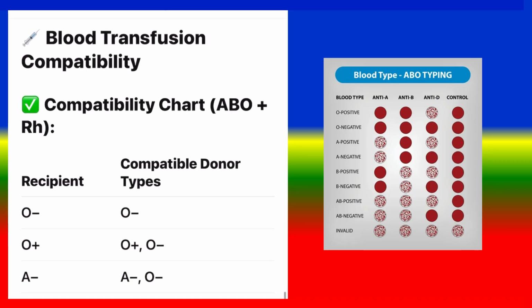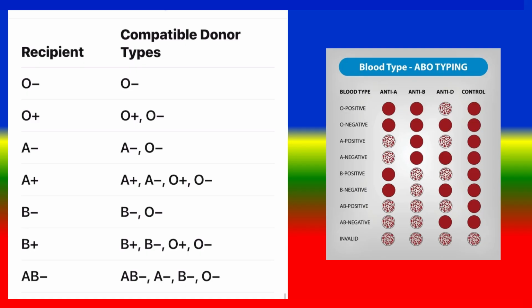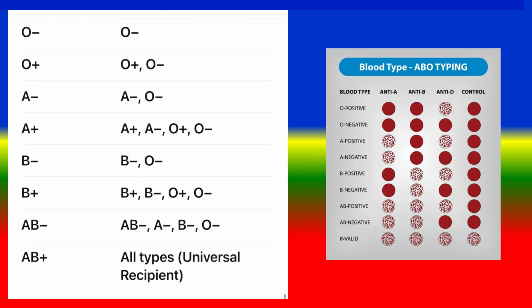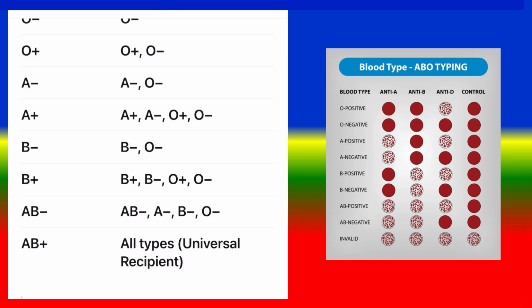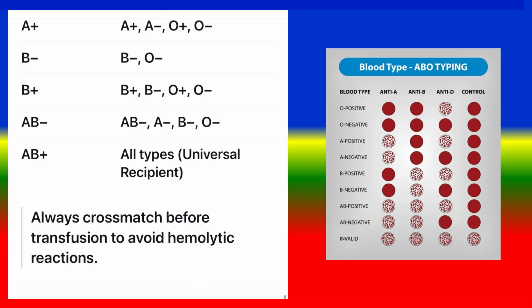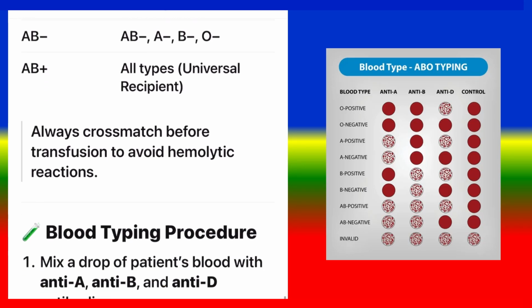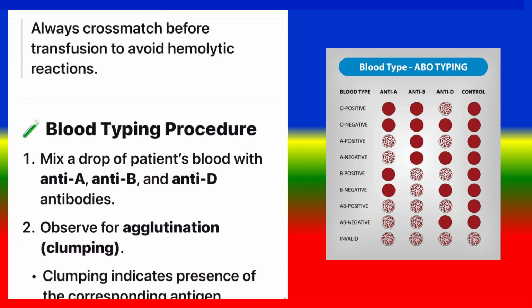Blood transfusion compatibility, compatibility chart, ABO and Rh, incompatible donor types. O-, O+, A-, A+, B-, B+, AB-, AB+ with their compatible donors; AB+ is the universal recipient. Always cross-match before transfusion to avoid hemolytic reactions.